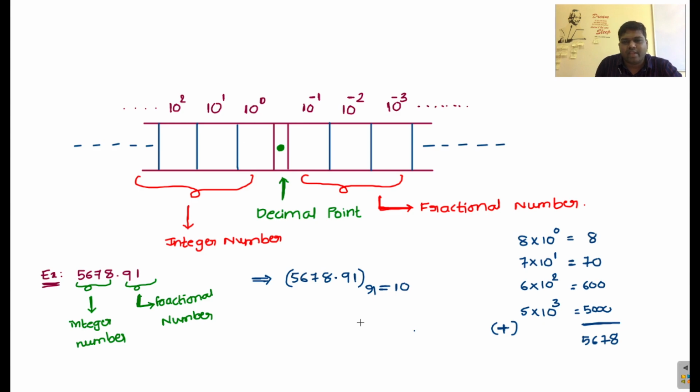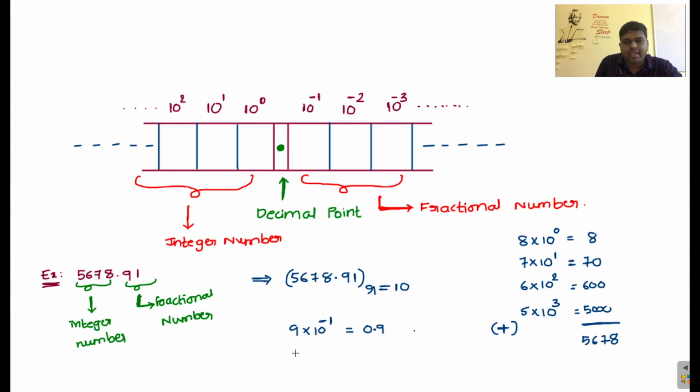How will you get the fractional portion? We have two digits, 9 and 1. For the first digit you add the weightage 10 power minus 1, and for the second digit the weightage 10 power minus 2. So take 9 into 10 power minus 1. 10 power minus 1 means 1 by 10, so 9 by 10 gives 0.9.